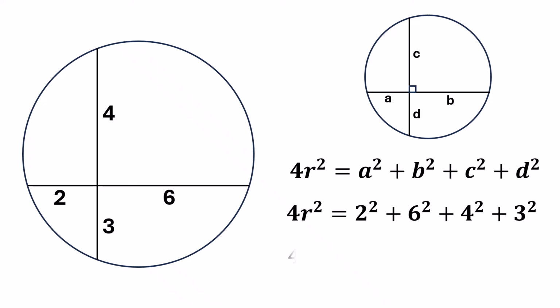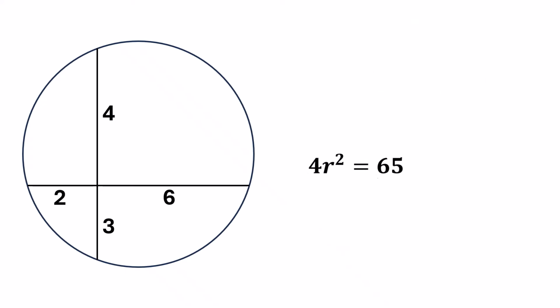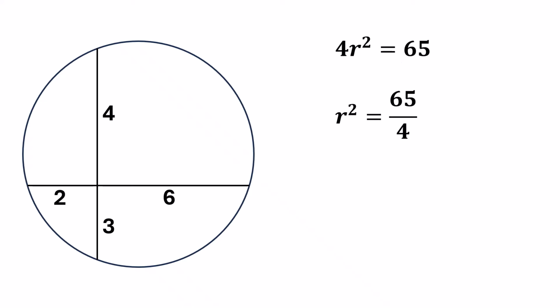Simplifying, 4 times r squared is equal to 65. Now divide both sides by 4. r squared is equal to 65 over 4. Taking the square root of both sides, r is equal to the square root of 65 over 2, and the approximate value of r is 4.031. That's the radius of the circle.